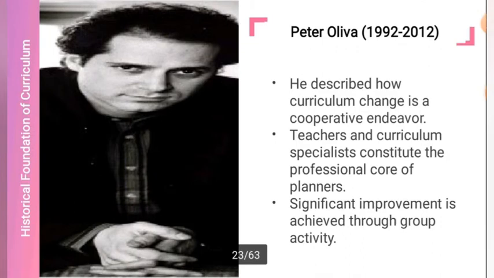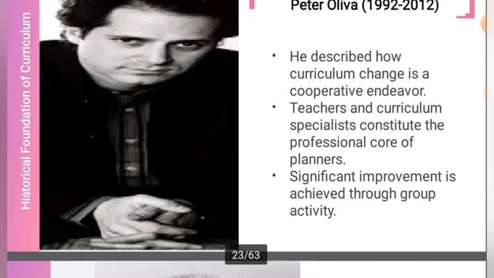Next, we have Peter Oliva. So Peter Oliva is an author of numerous articles in education journals and several textbooks. He described how curriculum change is a cooperative endeavor. He believed that teachers and curriculum specialists constitute the professional core of planners, and that significant improvement is achieved through group activity. So that's Peter Oliva.